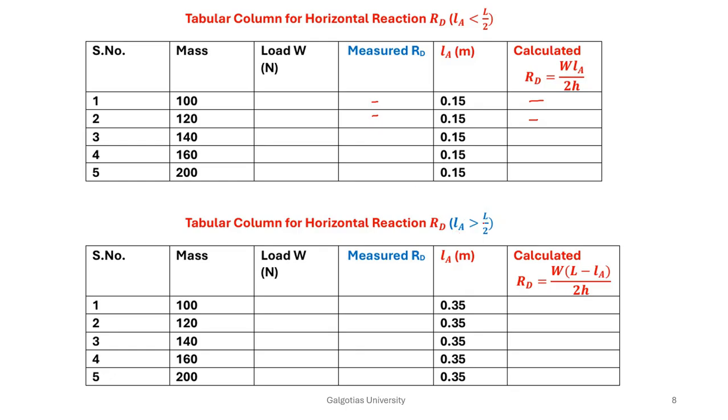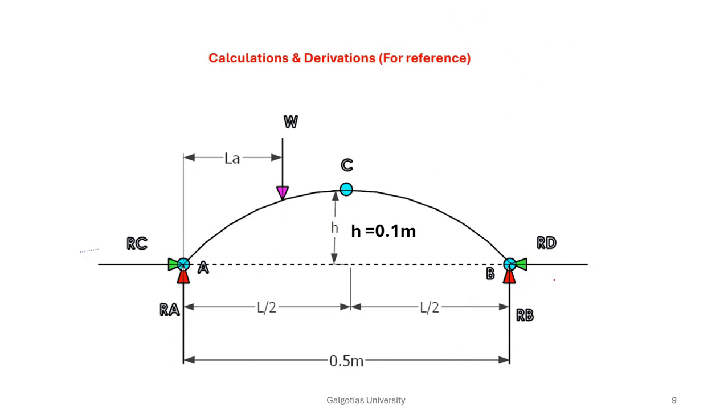Similarly, for the second case, for LA greater than L by 2, he is applying the load at 0.35 meter. He is increasing the load from 100 to 200 grams. This is in grams, and it will be converted to Newtons accurately. Then he will measure RD using the machine, and he will compare the measured RD with the manual calculations. So for the reference of the students, I have derived the formula and explained how the formula is obtained.